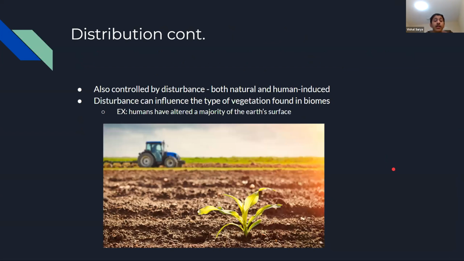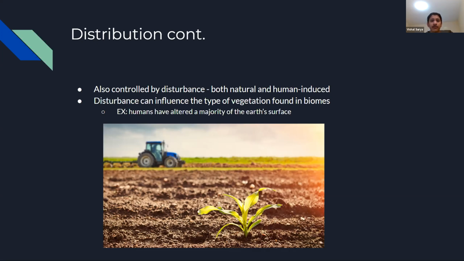So another thing is that these organisms' distribution is also characterized and controlled by disturbance. Disturbance can be any change to the environment, and it can be both natural and human-induced. You'll see a lot of articles saying, look at all the human disturbance going on. And while humans are disturbing a lot of environments, disturbance isn't necessarily bad. I mean, obviously when humans disturb it, it's pretty bad for the environment because it's unnatural. But natural forms of disturbance do occur and are necessary for environments to grow.